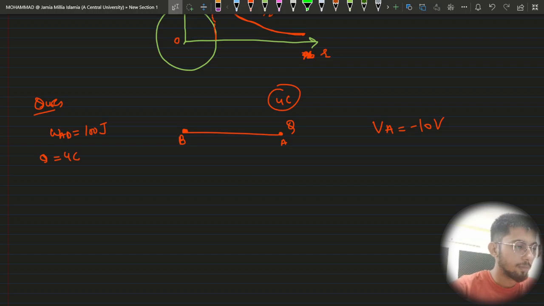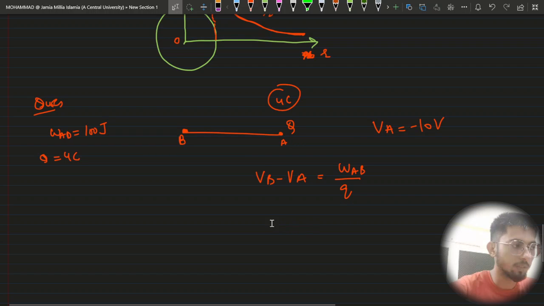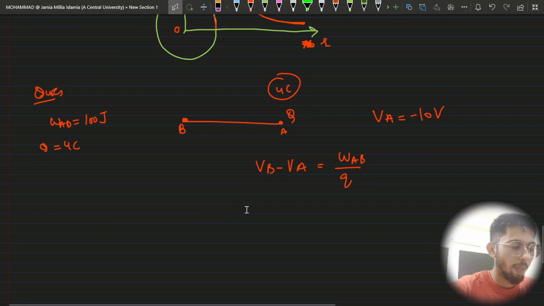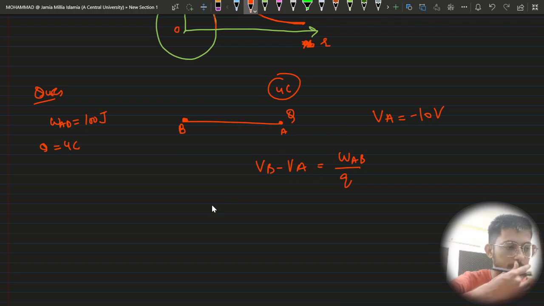The potential work relation is: VB minus VA equals the work done on the charge, in terms of A and B, WAB, divided by Q. That is the potential difference. Now you just substitute the values. That's it.